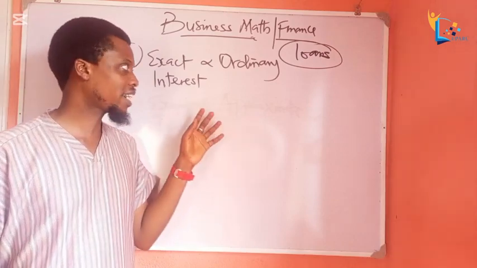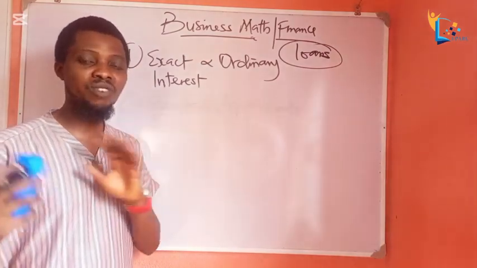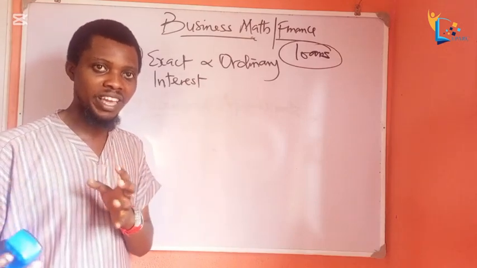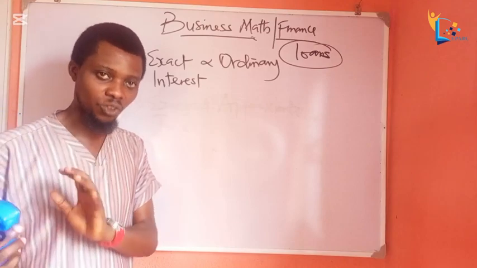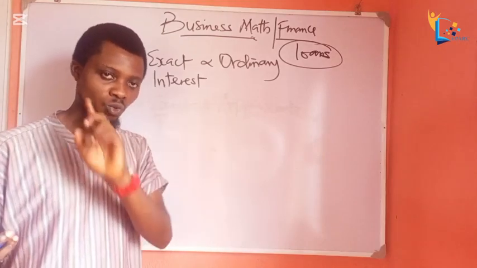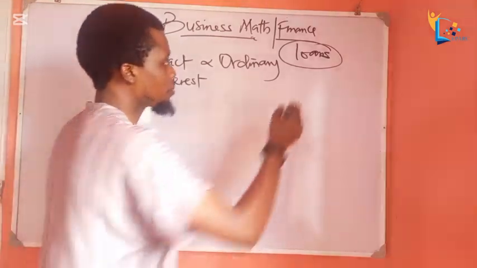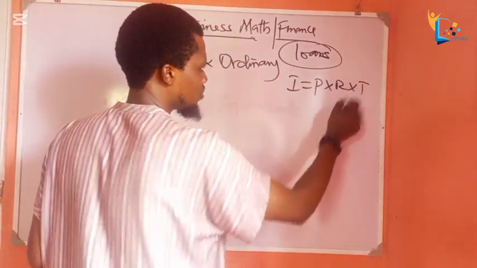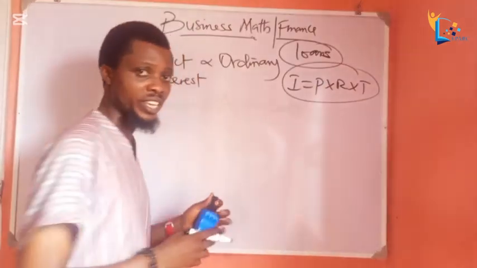So it's advisable that the time of the loan repayment is calculated as a fraction of the whole repayment period. This is what we mean. Our simple interest is principal times rate times time. That's our simple interest.